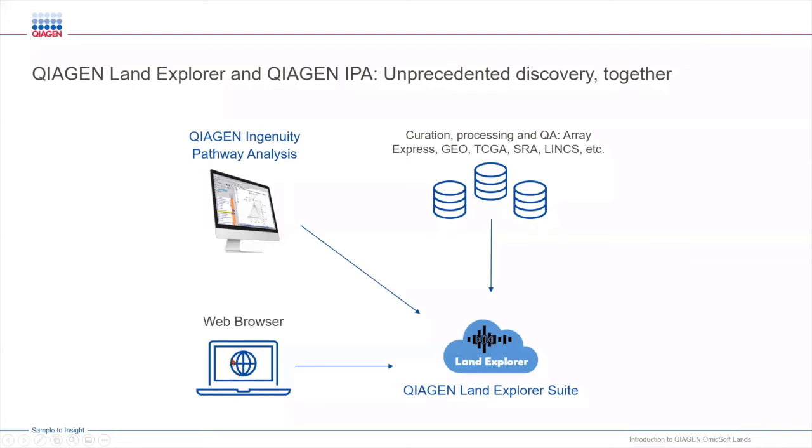So the biggest advantage of using the Lands is that you can do basic queries like searching for gene expression across diseases and tissue types. You can determine mutation statuses. You can look at patient survival data and so on. Therefore, the Land Explorer will give you immediate access to all the processed data using an easy to use interface.